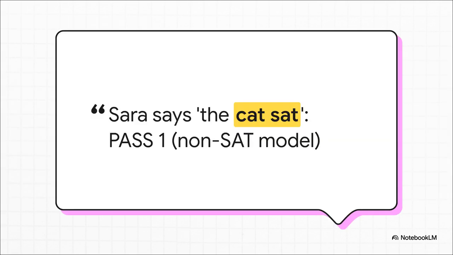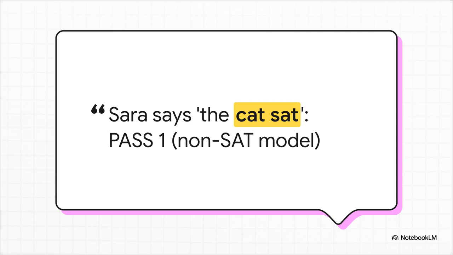Let's anchor this to a concrete example so it's crystal clear. Let's say our test speaker, Sarah, says the phrase, "the cat sat." First, Sarah's raw audio passes through our non-SAT model. Now, it might make some mistakes. Maybe it thinks she said, "the bat sat," but it outputs a rough text lattice. We take that rough lattice and use it to estimate Sarah's unique fMLLR transform, which is essentially profiling her specific vocal tract. We apply that transform to our audio features. Now we're ready for Pass 2.